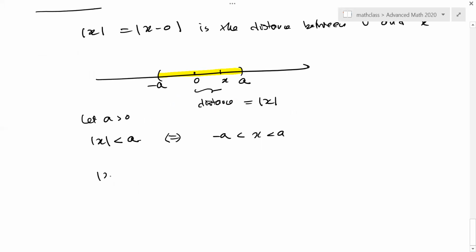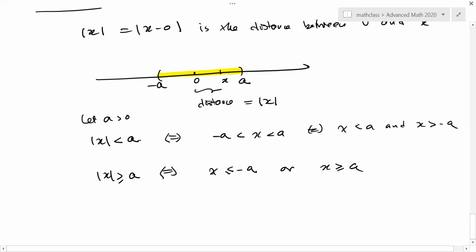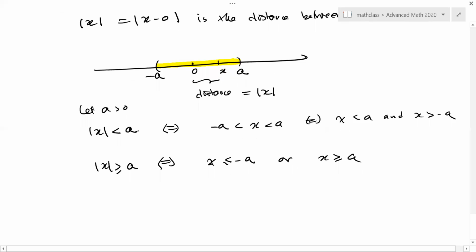Now, if |x| is greater than a, then x will be outside the interval. So you have x less than or equal to negative a, or x greater than a. So this is 'or', not 'and'. The previous one is x less than a and x greater than negative a. That's the 'and'. The other one uses 'or'. 'Or' means either this or that; it cannot be both at the same time. All right, so this is the general idea.